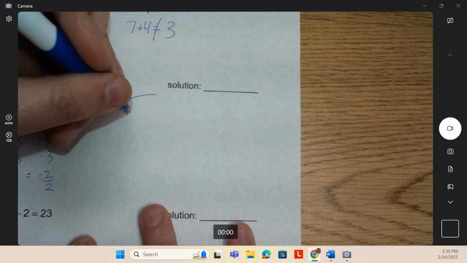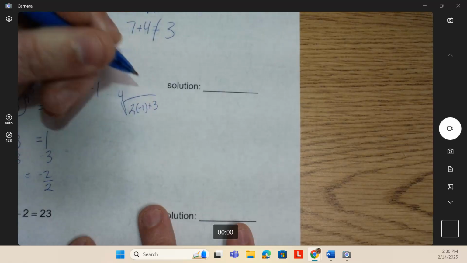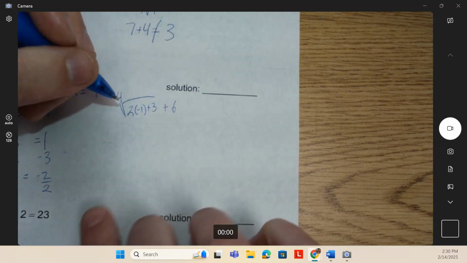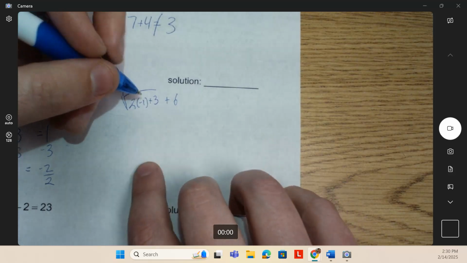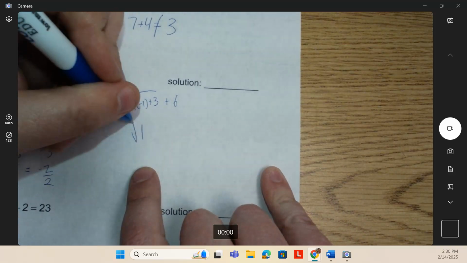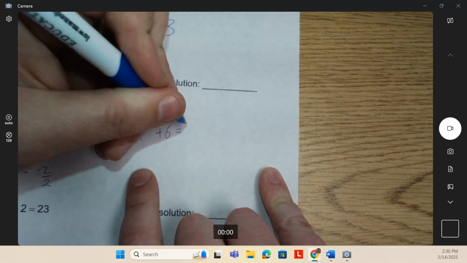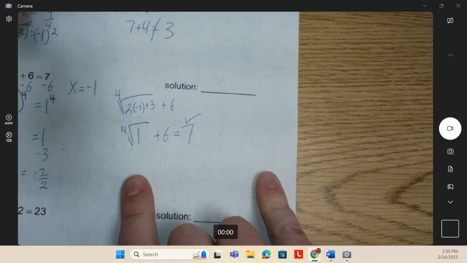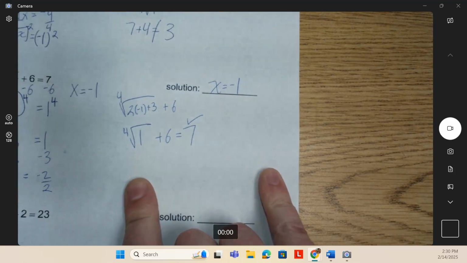So the fourth root of 2 times -1 plus 3, all that plus 6 should get me 7. And so what happens here is 2 times -1 just gets me -2, to leave me with the fourth root of 1, which would still be 1. And so 1 plus 6 is going to give me 7. Works out. So my x value will be just -1.